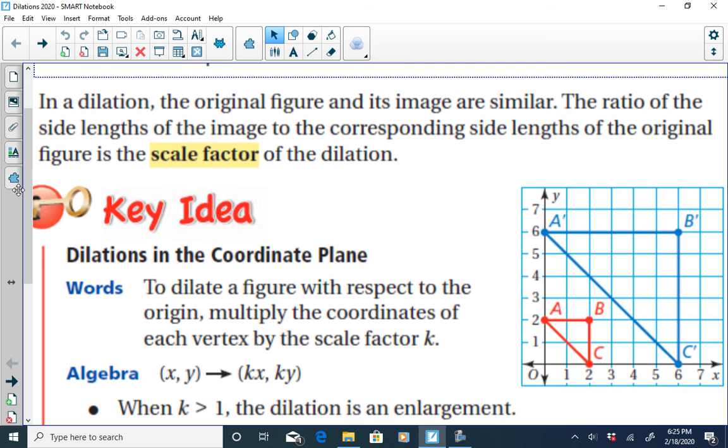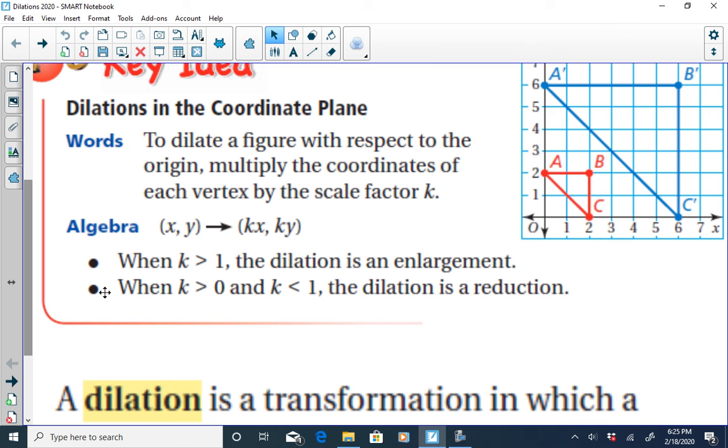Right, remember, the scale factor is the ratio of the image side lengths to the original figure side lengths. That ratio is called the scale factor. When we use a rule to write a dilation, x comma y goes to the scale factor times x, comma, the scale factor times y. When that scale factor is greater than 1, the dilation is an enlargement. When the scale factor is greater than 0 but less than 1, the dilation is a reduction.